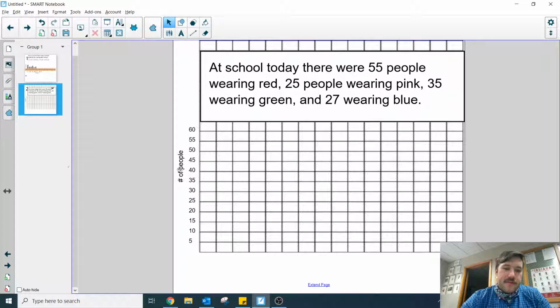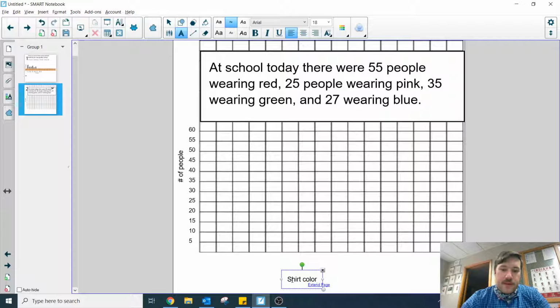So your left side is pretty much going to be the number, and then the bottom is going to be the type of data that you're collecting. So at school today, there were 55 people wearing red, 25 people wearing pink, 35 wearing green, and 27 wearing blue. So I'm going to label this at the bottom. I'm going to label this shirt color.